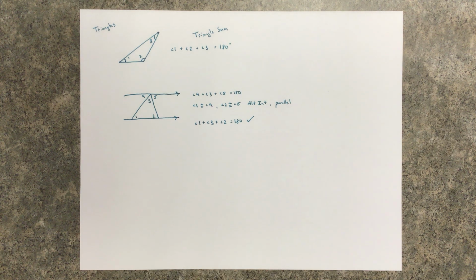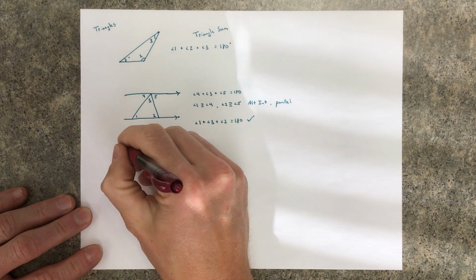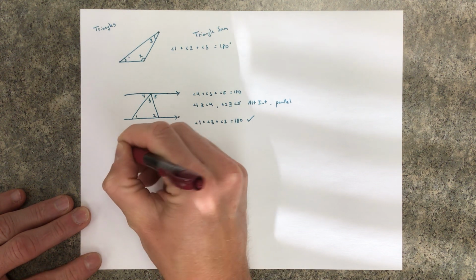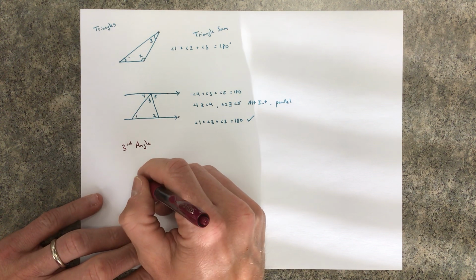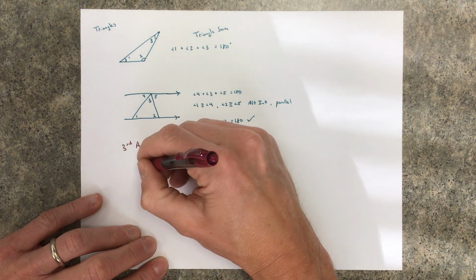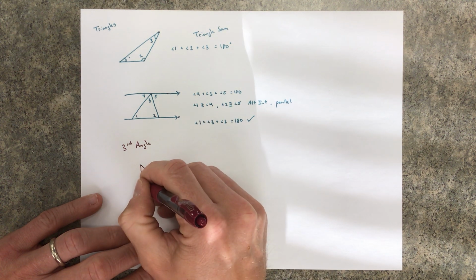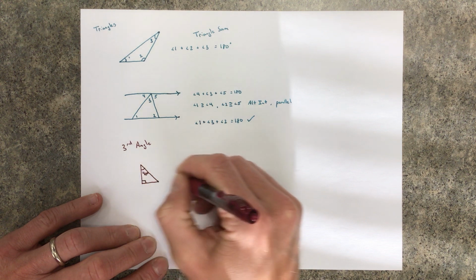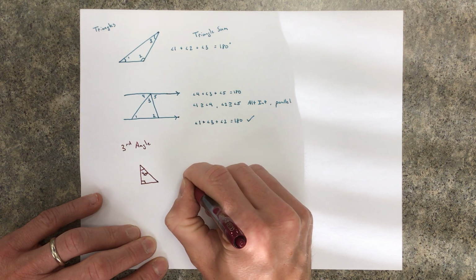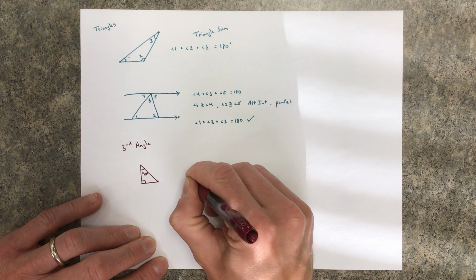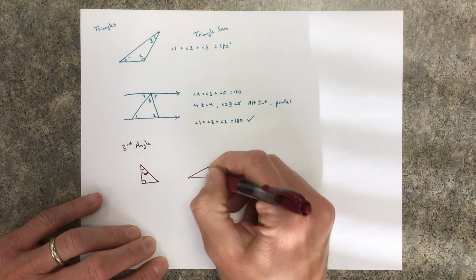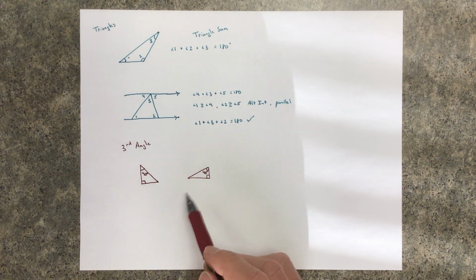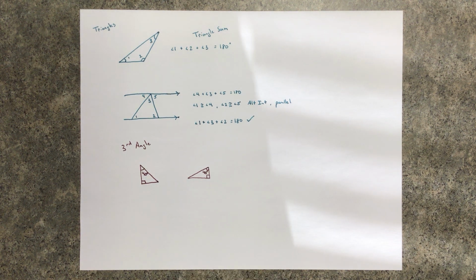Okay, there's another one. It's called the third angle theorem. It says that if we have two triangles, and again, it doesn't really matter, let's say that this angle is a right angle and this angle is 40 degrees, and over here you have another triangle, and you know this is a right angle and this is 40 degrees. So you have two triangles that have the same angles. What do you know about their third angle?